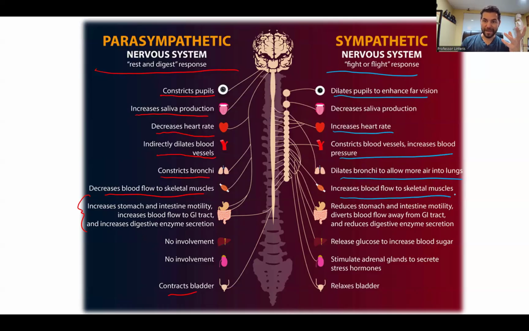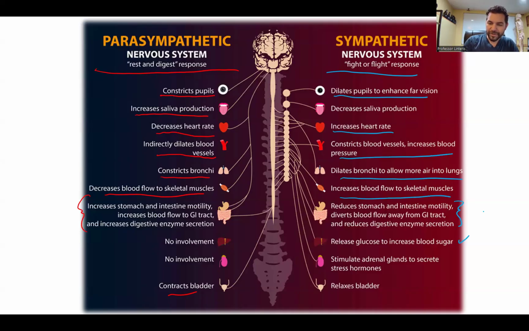Obviously, we need a tremendous amount of blood flow to skeletal muscles because maybe you're running away from the bear or the snake or whatever's chasing you. And the last thing you need is a lack of oxygen and a lack of blood flow to those muscles that are involved in running, right? Inversely, anything that we talked about with digestion will decrease. The goal, if you're running away from something, is not to focus on digesting your food, right?